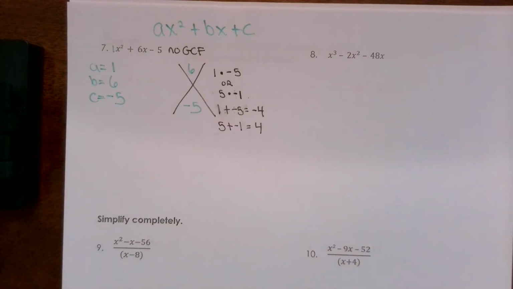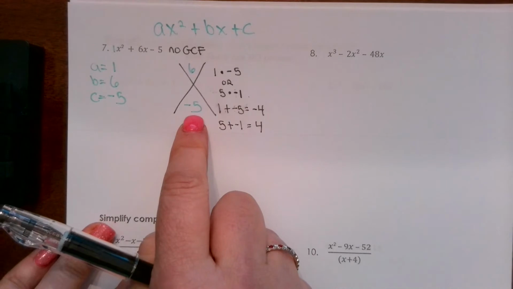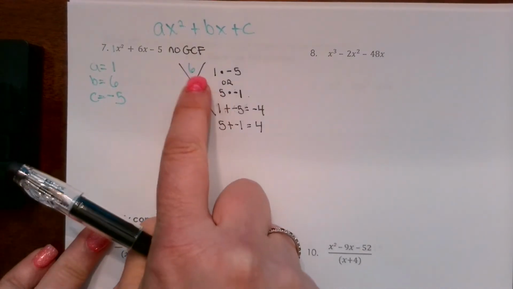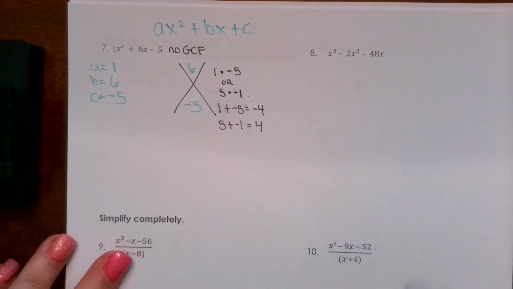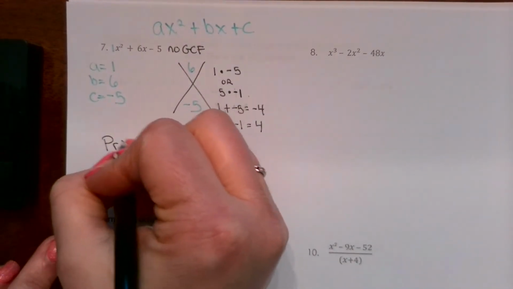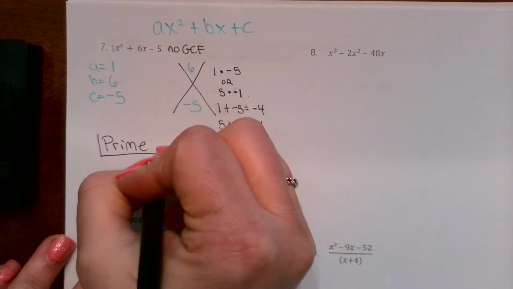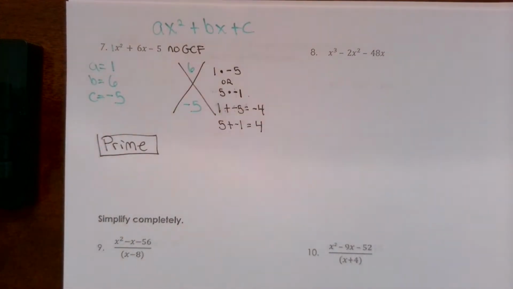And you will run into occasions like this where it is simply impossible to multiply to a times c and add to b. This is a situation when there is no GCF and there is no way to factor your trinomial, that you have a prime polynomial. It cannot be factored further.